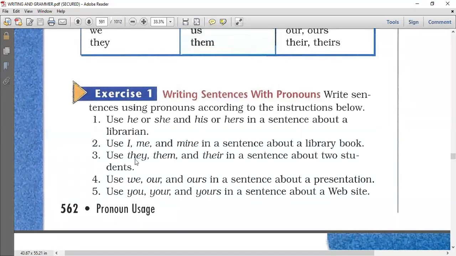Okay, Yusuf, thank you. Just to save time, use they, them, and their in a sentence about two students. Who's ready?